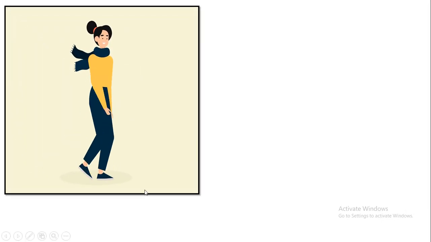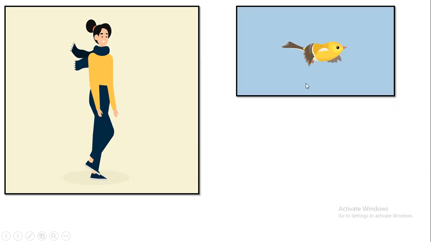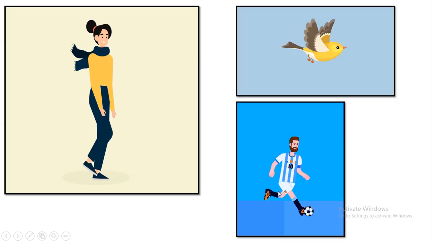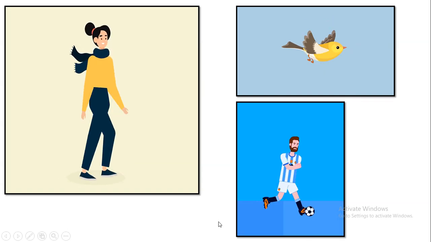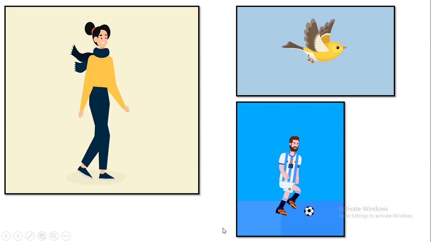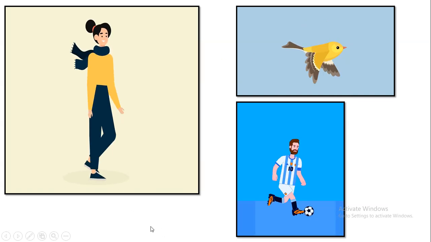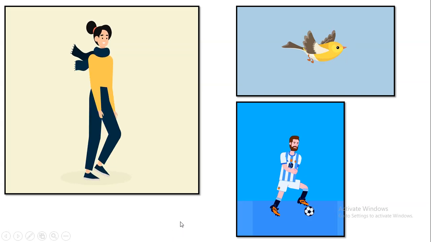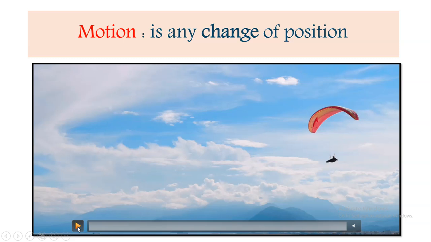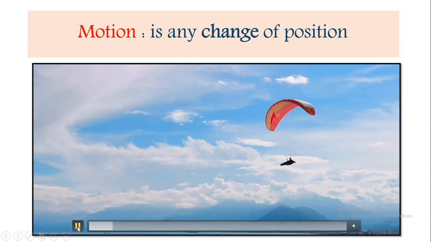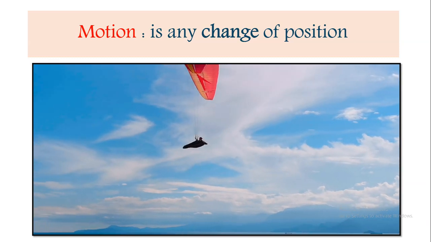Now, in this next picture, this girl is walking. This bird is flying. This player is running and he is moving the ball with him. He's kicking the ball and moving it with him. So all three objects here are in motion. They are moving. What's the meaning of motion? It's any change of position.